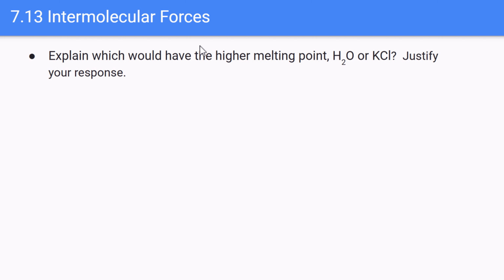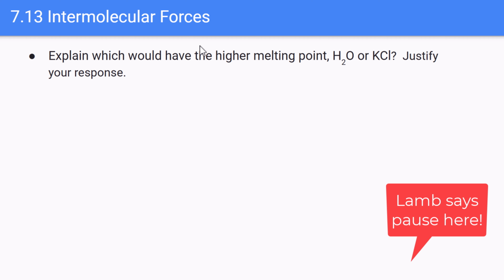So I'll give you a moment with this. I'm not going to write it out for you, but I will explain the answer. In a similar way, I'd like you to go through and justify which has the higher melting point, H2O or KCl. So take a moment and justify your response, and we'll be back in just a moment.